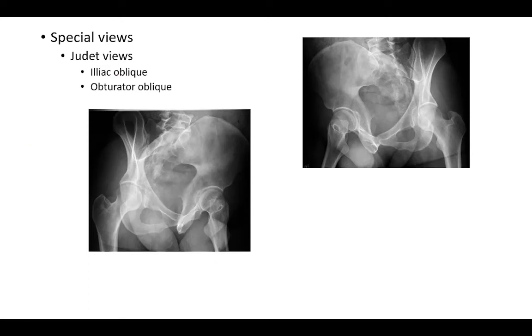Special views such as Judet views are the iliac oblique view, which you can see here. Iliac oblique is where the iliac blade can be seen very clearly, and an obturator oblique in which the obturator foramen can be seen completely for the same side.